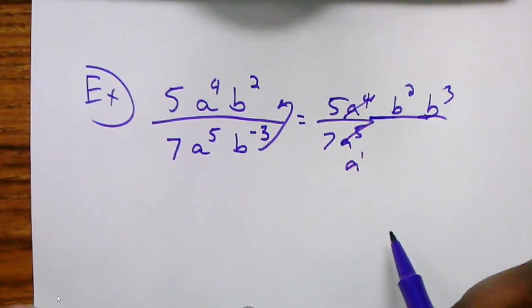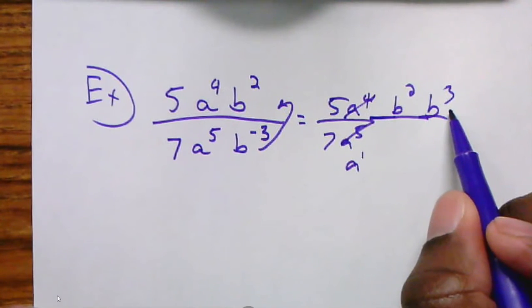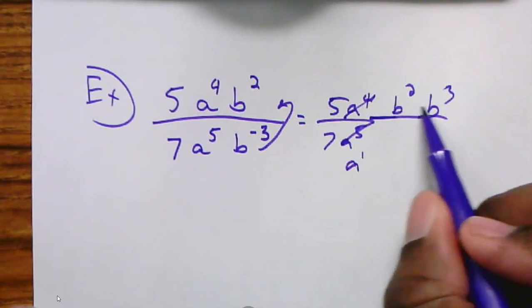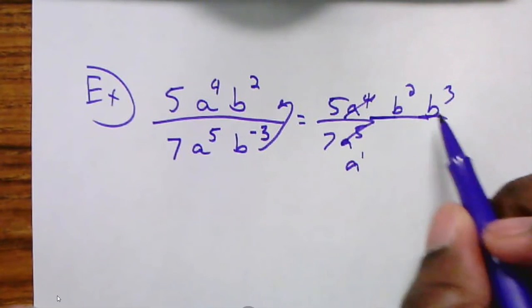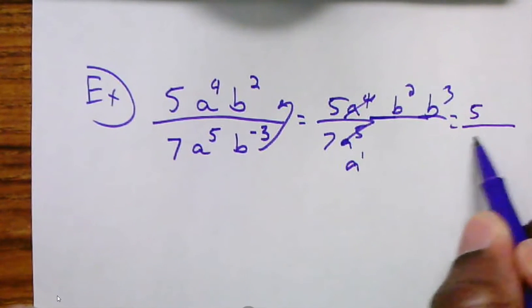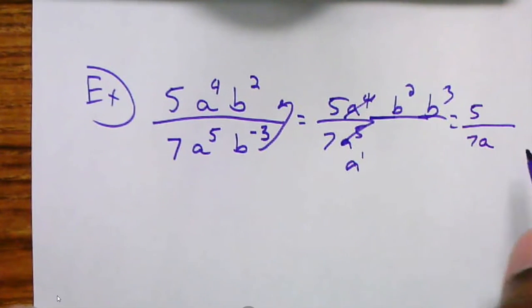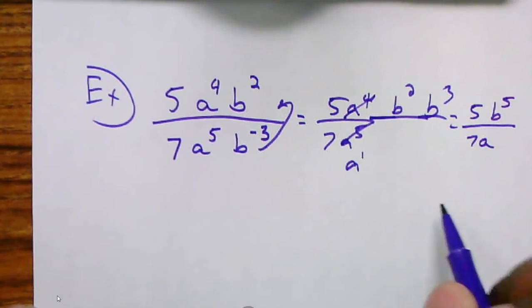A to the 1st. B to the 2nd times b to the 3rd, well, that's a new property. When you multiply these together, you add the exponents. So it becomes b to the 5th. So our answer should be 5 over 7, a to the 1st in the denominator, and b to the 5th power in the numerator.